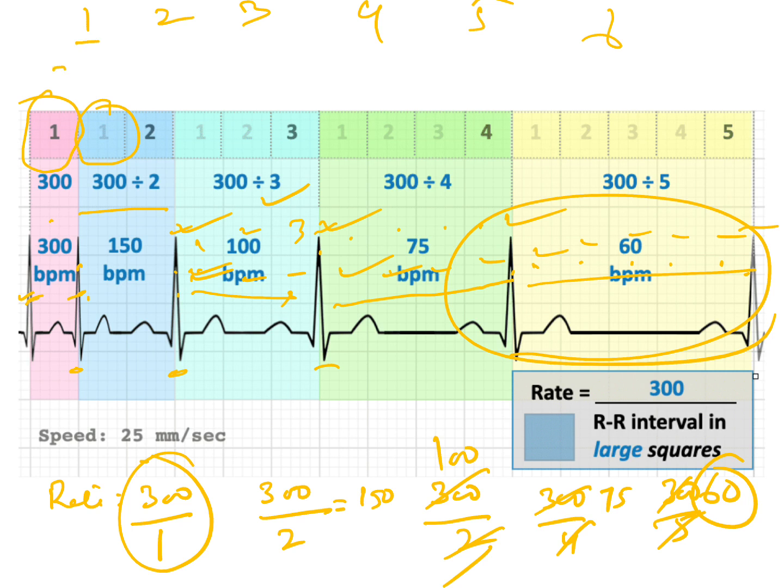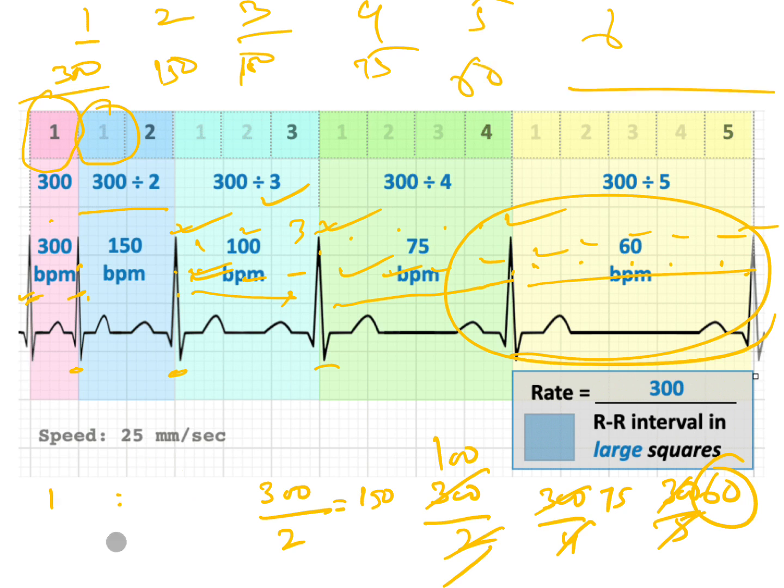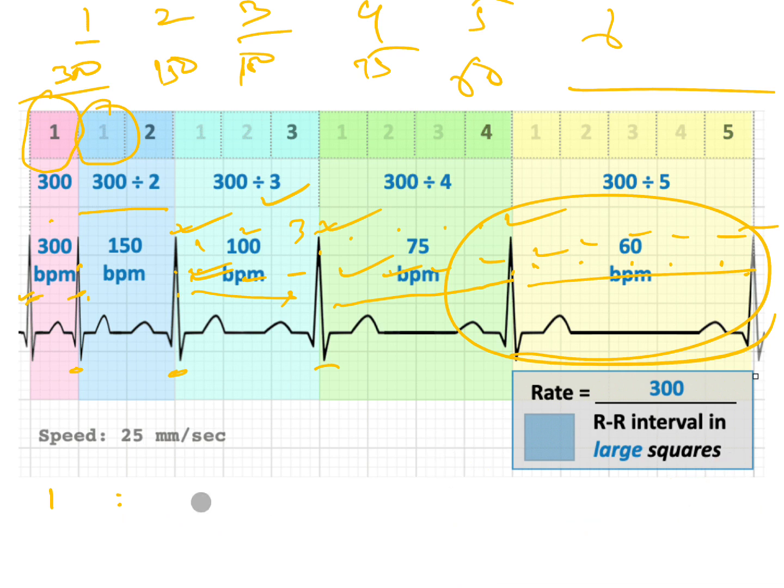If there is 1 square, we will get 300 as heart rate. If we get 2, the heart rate will be 150. If we have 3, heart rate will be 100. If we have 4, heart rate will be 75. If we have 5 large squares between two R waves, it will be 60 and so on. Okay, so if we are using this method, we can remember this as 300, 150, 100, 75 and 60 and so on.